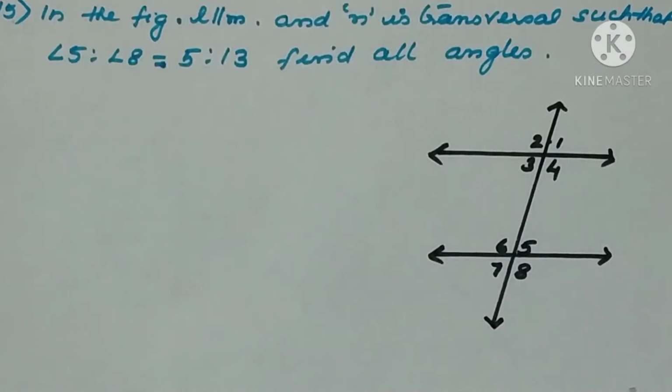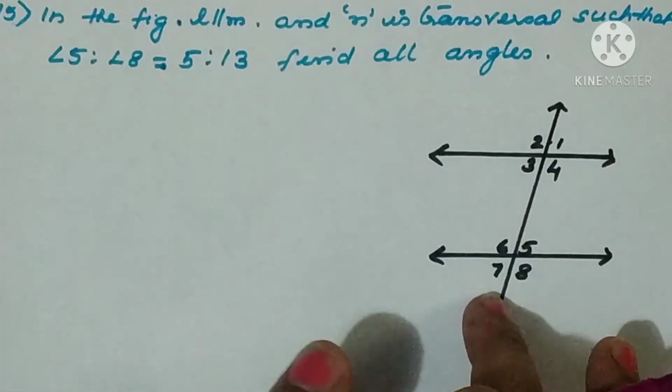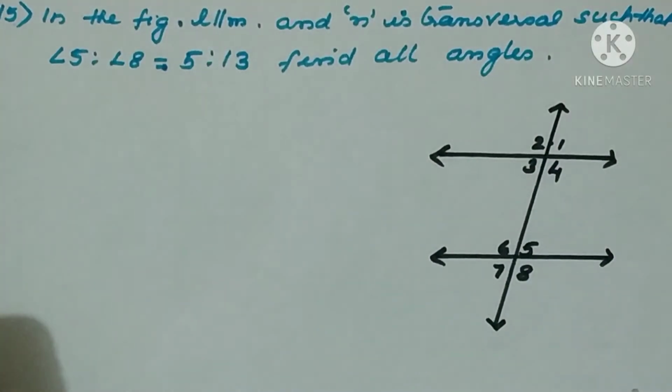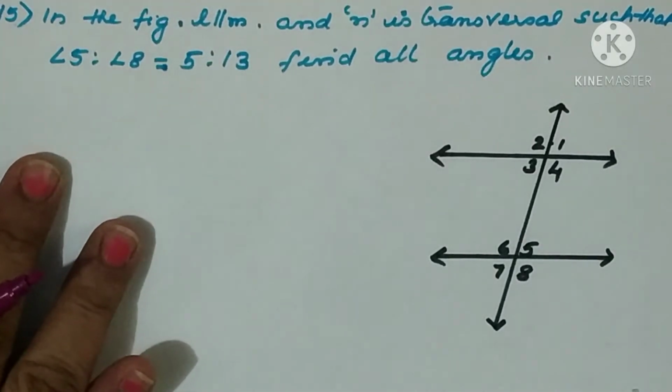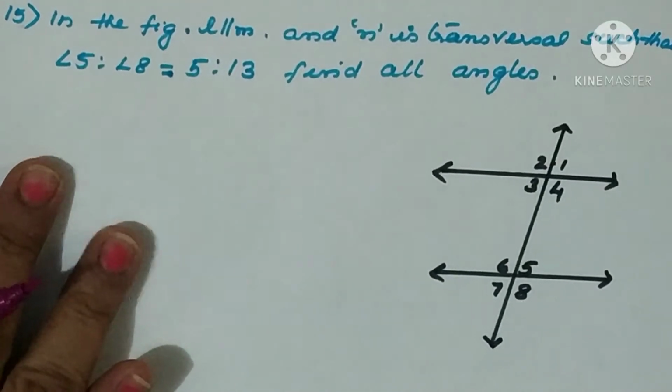From sample paper 5 we have already completed 14 questions. Now we are going to do the 15th one. In the figure, L is parallel to M and N is the transversal such that angle 5 is to angle 8 equals 5 is to 13. Find all angles. The diagram is given and the angles are already marked. These are all 3 mark questions only, so we should write all the steps.